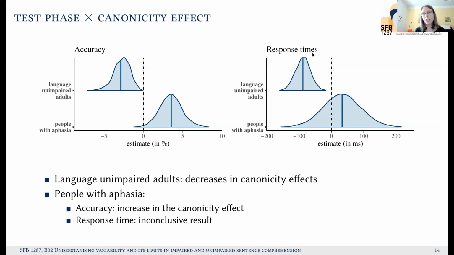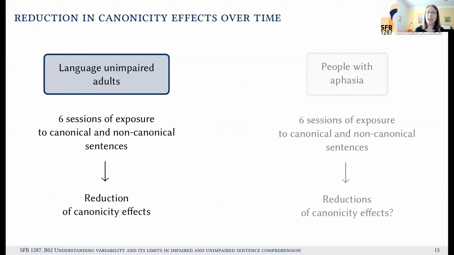Let's next look at the estimates for the response times. With respect to our language unimpaired adults, we see a similar result as for the accuracy, namely the distribution is shifted in the negative space, suggesting that the canonicity effect decreased in the retest. With respect to our people with aphasia, we see a distribution that is very wide and includes both positive and negative values, and therefore this result is inconclusive with respect to the question whether canonicity effect decreased. So it seems to be indeed the case that participants without a language impairment show a reduction of the canonicity effects over time.